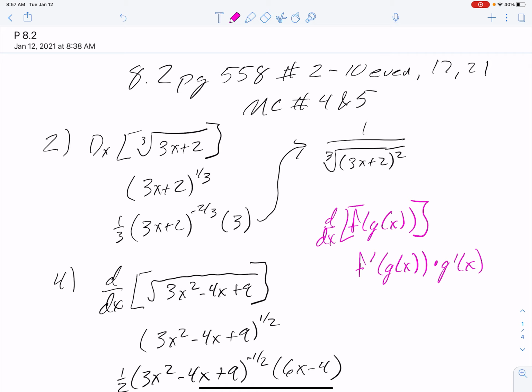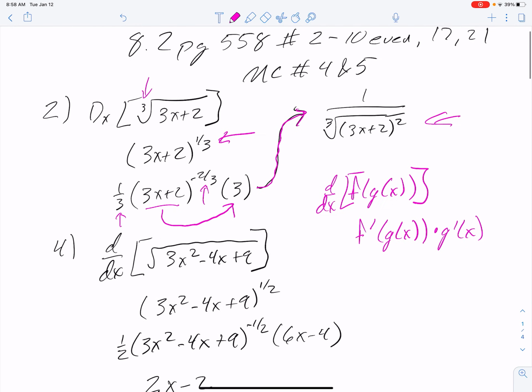All right, so number 2, I take the time to rewrite my cube root as the 1/3 power. I take the derivative of something to the 1/3 power, that's going to get me the 1/3 to the negative 2/3, my outer function, the 1/3 power, write my original inner function back inside, and then take the derivative of that original inner function, which would be 3. 1/3 and 3 are going to simplify into 1. 3x plus 2 to the negative 2/3 power is going to move that radical to the denominator, and I end up with 1 over the cube root of 3x plus 2 quantity squared.